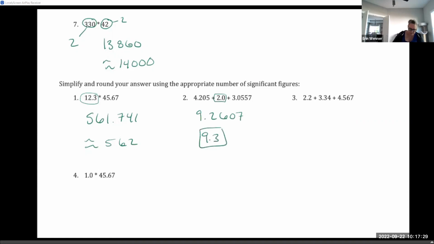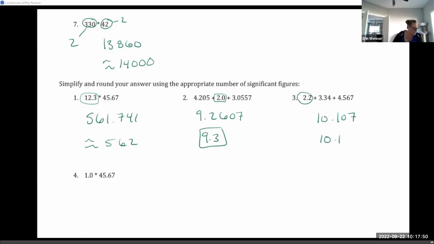For number 3, 2.2 plus 3.34 plus 4.567 gives us 10.107. Again, we need to round to 1 decimal place, which gives us 10.1 as our answer.